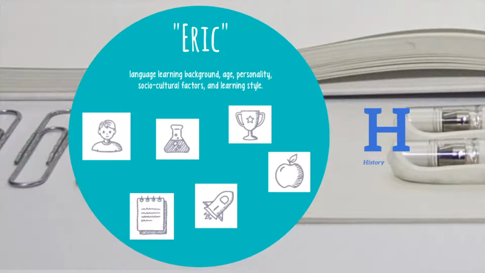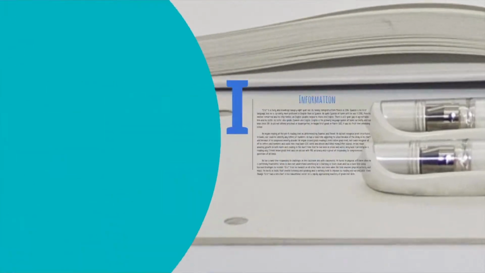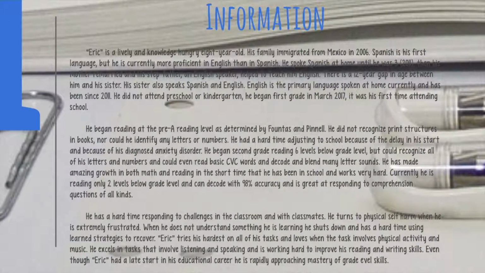Eric, this is his language learning background, age, personality, sociocultural factors, and others. Eric is a lively and knowledge-hungry 8-year-old. His family immigrated from Mexico in 2006. Spanish is his first language, but he is currently more proficient in English than Spanish. He spoke Spanish at home until he was about 3, which was 2011. Then his mother remarried his stepfather, an English speaker, and helped him teach English.